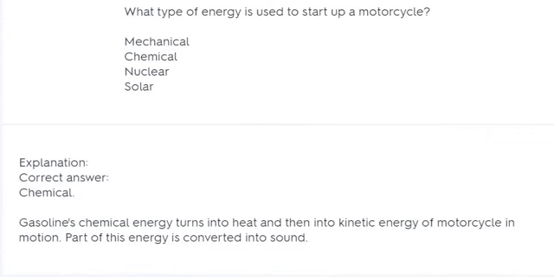What type of energy is used to start up a motorcycle? Mechanical, chemical, nuclear, solar. Explanation. Correct answer. Chemical. Gasoline's chemical energy turns into heat and then into kinetic energy of the motorcycle in motion. Part of this energy is converted into sound.